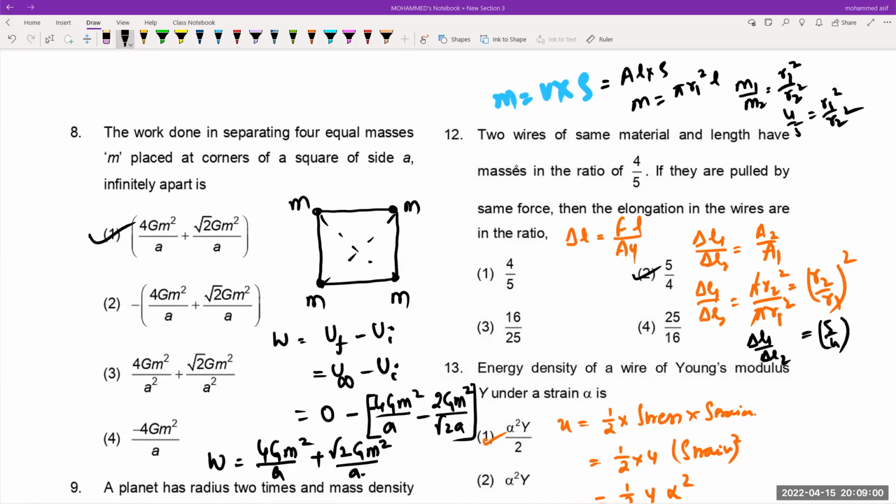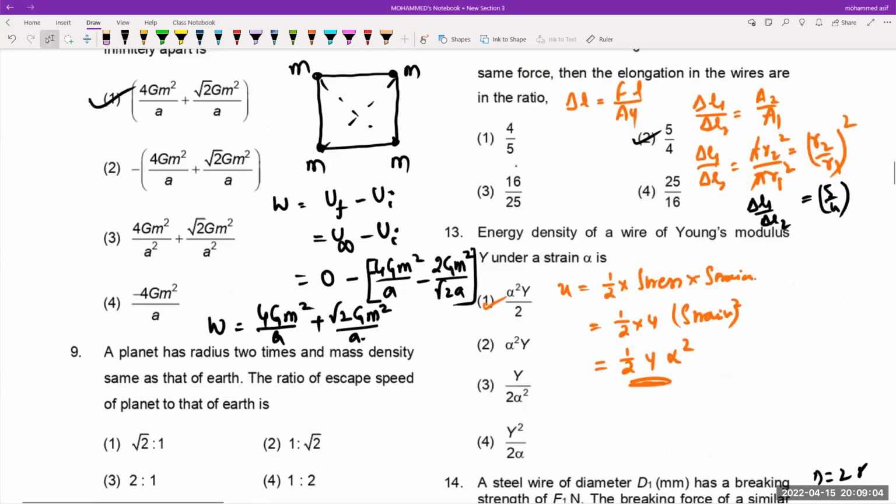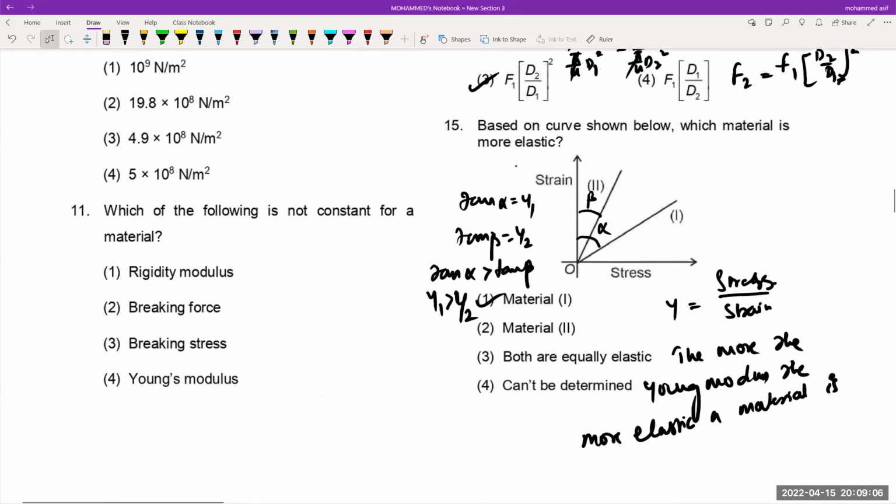क्योंकि R1 स्क्वायर बाय R2 स्क्वायर है ना बेटा, तो उल्टा लिख रहा हूँ खाली, तो डायरेक्ट 5 by 4 हो जाएगा. बहुत आसान था पेपर यार. चलो, which of the following is not constant for a material beta?